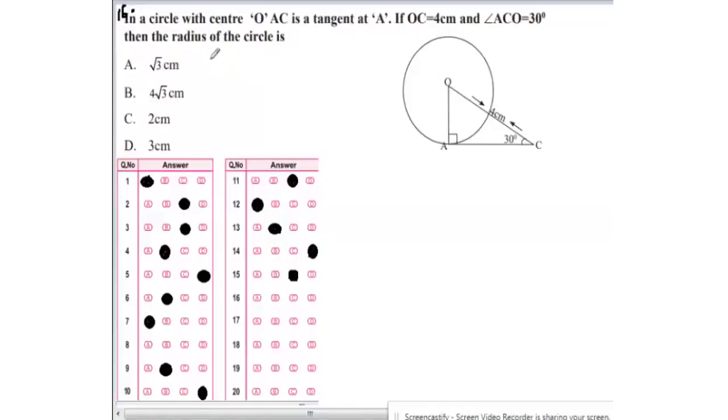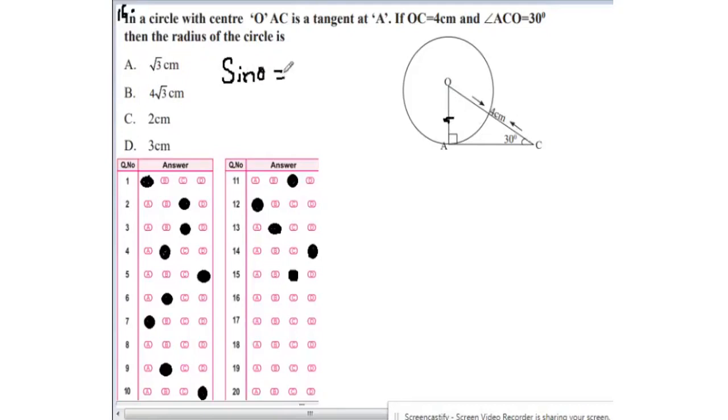Moving to 16th question. In a circle with center O, AC is the tangent and OC is 4 centimeters, which is nothing but hypotenuse, as it is the right angle triangle. It is a right angle because radius and tangent are perpendicular to each other. Angle C is 30 degrees and we are going to find the radius in this problem. So our target is to find OC. Clearly we require opposite side and they have given hypotenuse. The relation between opposite and hypotenuse is sin theta.